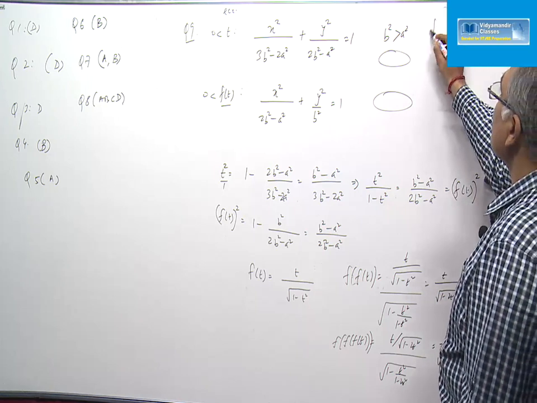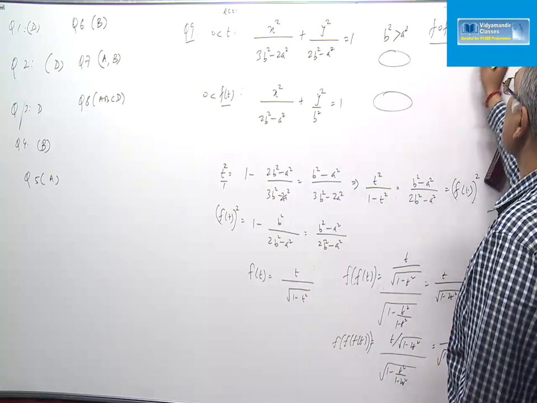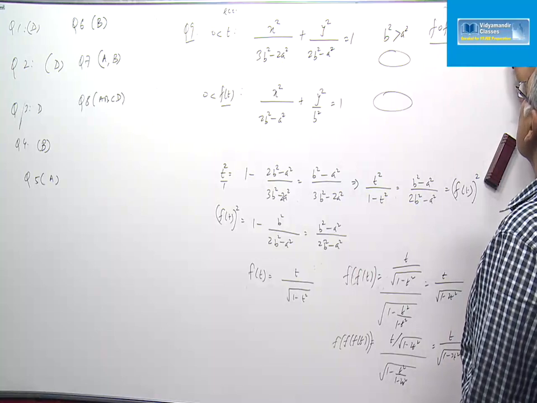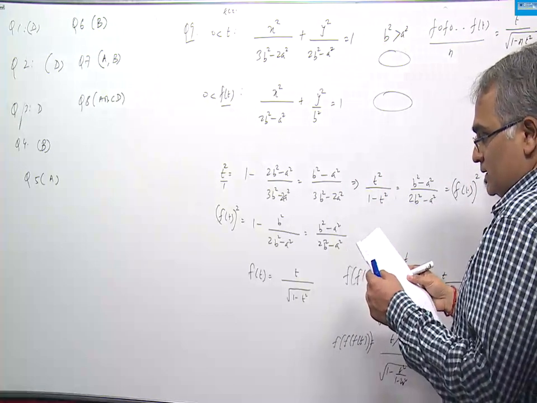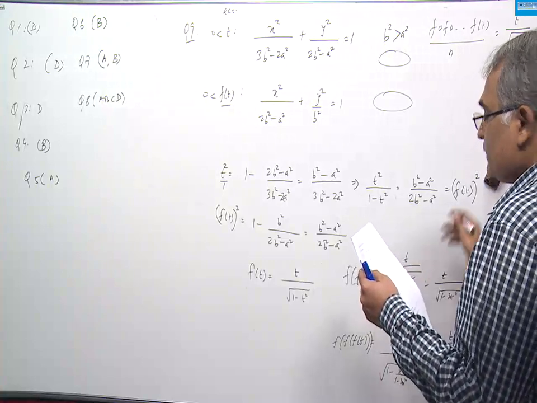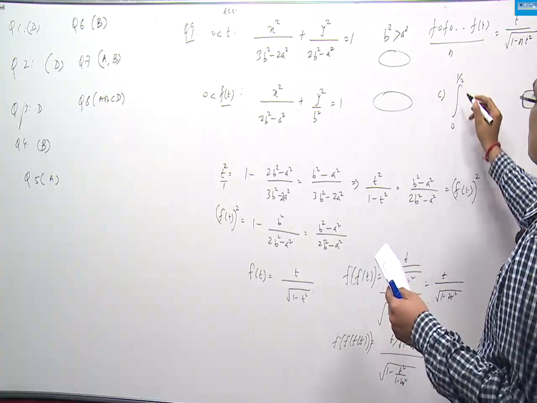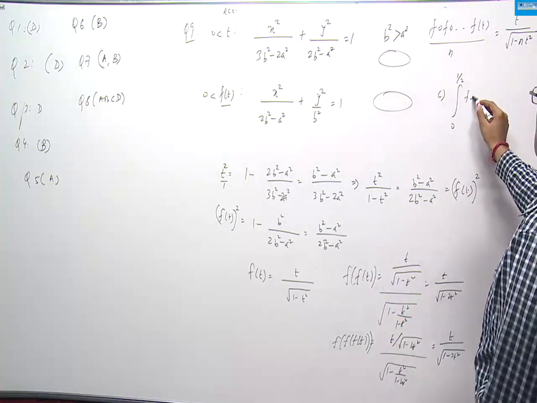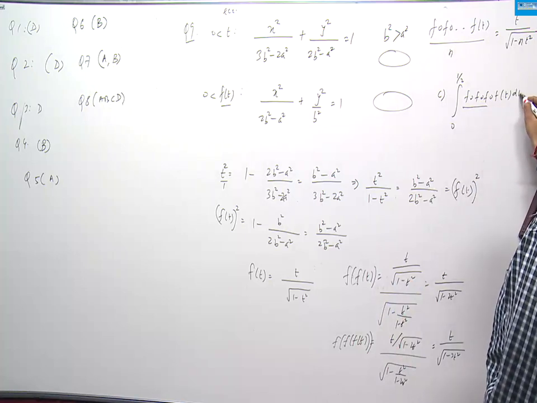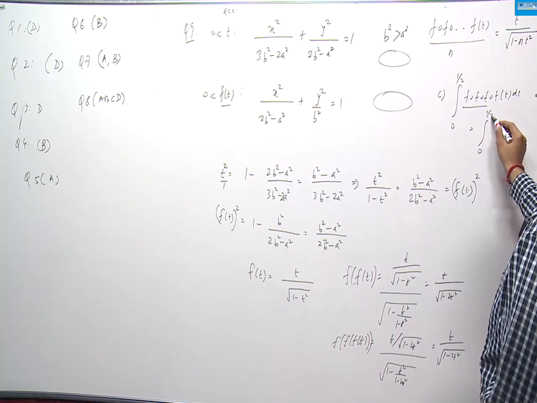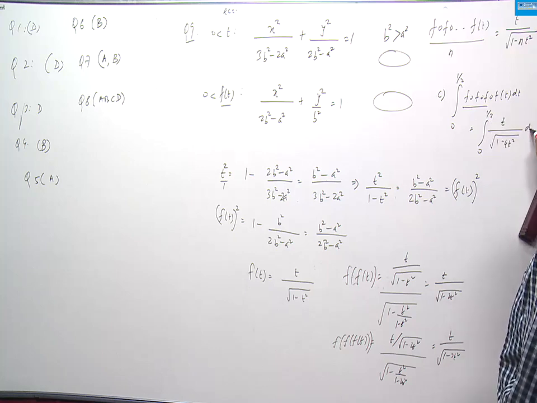Hence it is clear that so on and so forth, function of t, if it is taken n times, must be t upon under root of 1 minus n t square. Okay. Hence B is again incorrect. C option is integral 0 to half f o f o f o f t, taken 4 times, dt. This must be integral 0 to half t upon under root 1 minus 4t square dt.